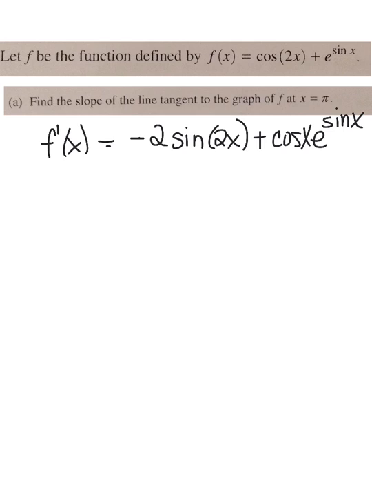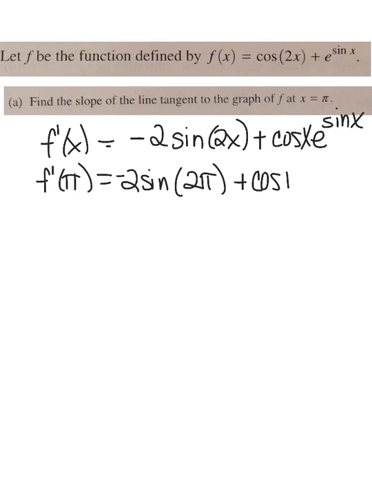And we need to evaluate this at x equals pi, which, remember, that's just 180 degrees. So negative 2 times the sine of, well, we've got 2 pi here, so that's really 360 degrees, right? Plus the cosine of 180 times e to the sine of 180.